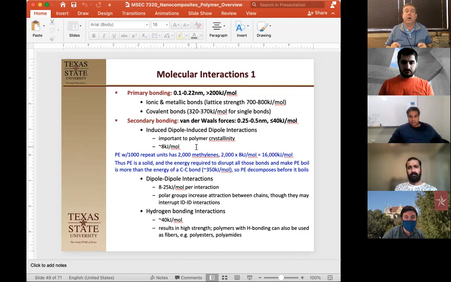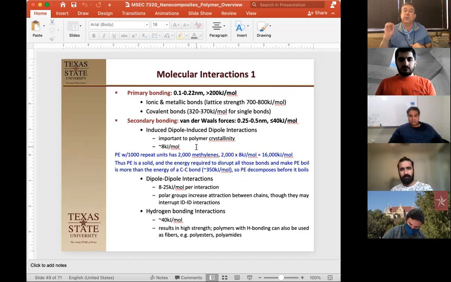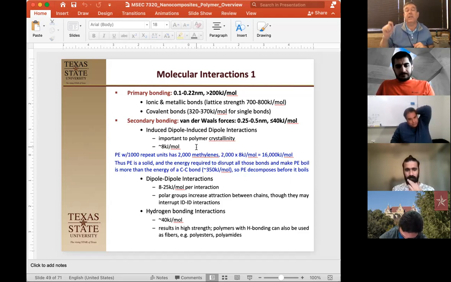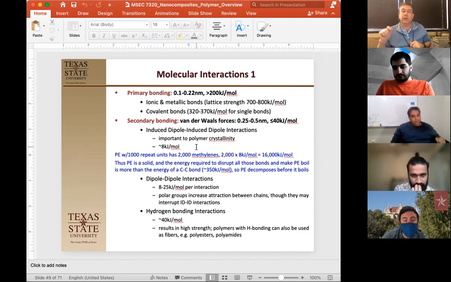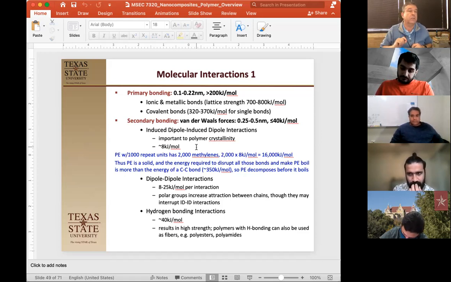Okay, now we have our secondary bonding, and that's bonding between polymer chains or within two halves of a polymer chain. This secondary bonding is where nanocompositing becomes tricky, because you need this secondary bonding to have a good dispersion of your nanomaterial into your polymer system. So we have to look at those very carefully. So we have several different types.